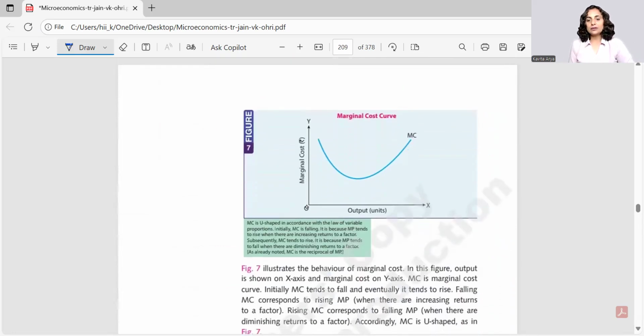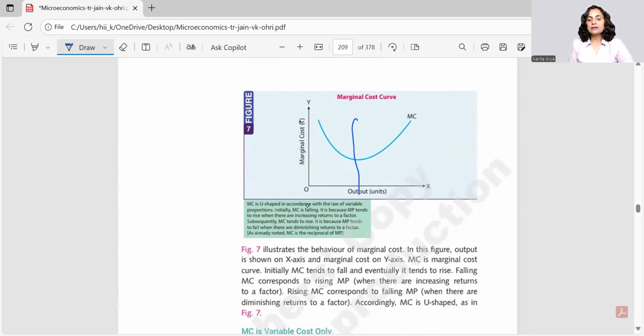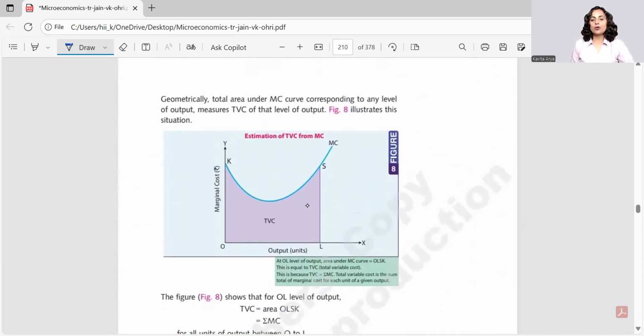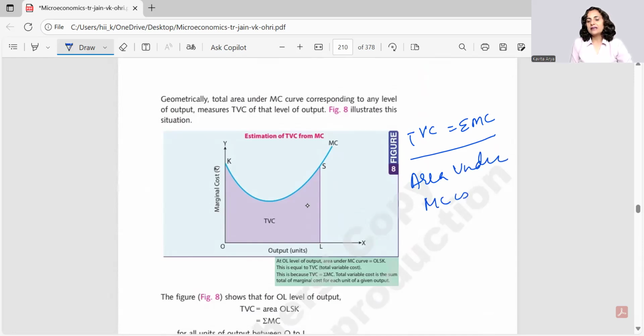So when we talk about the graph, the pictorial presentation of marginal cost, this is U-shaped. U-shaped means initially the productivity is increasing, hence every additional cost is falling, and then the cost of making additional goods is rising. And this gives the scope of one more expression, that when we say TVC is the sum total of MC, we do have a relationship that area under MC is TVC. Area under MC is TVC.